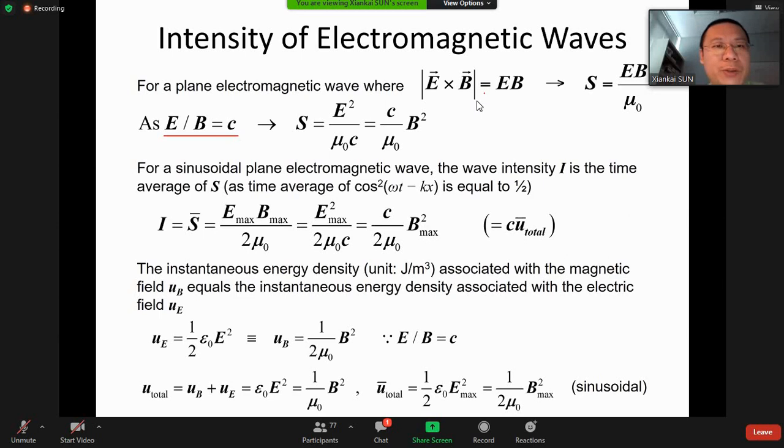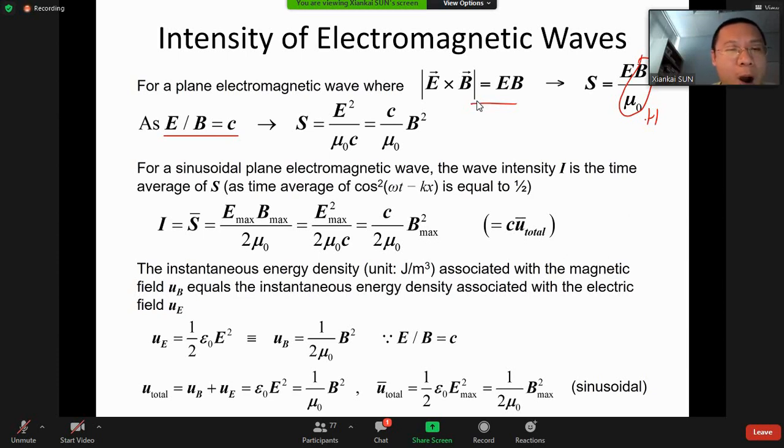Well, let me continue on the intensity of electromagnetic waves. For a plane electromagnetic wave, E cross B equals EB, because E and B are always perpendicular to each other. So then S is equal to E times B over mu naught, because this is H, right? This is H.